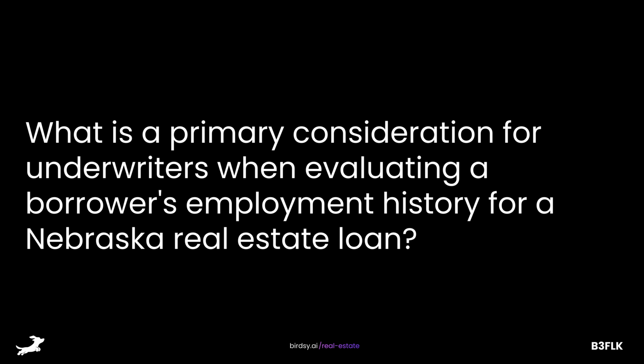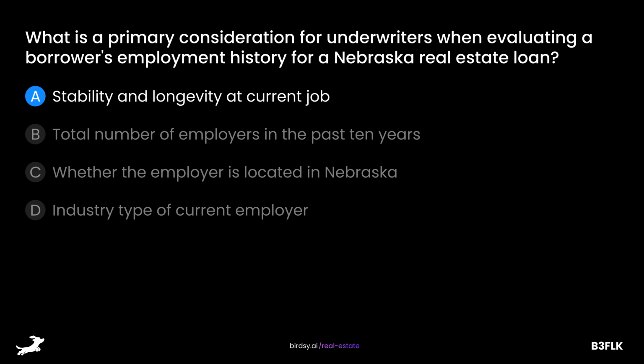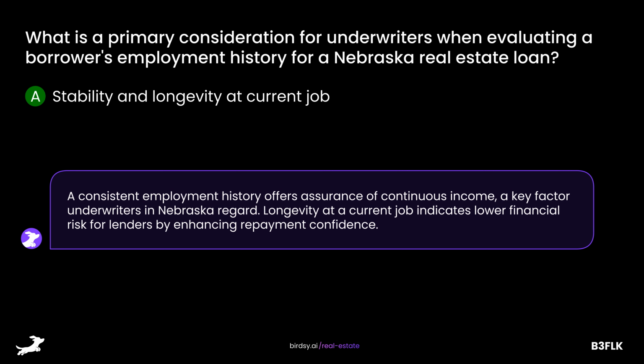What is a primary consideration for underwriters when evaluating a borrower's employment history for a Nebraska real estate loan? Is it A, stability and longevity at current job, B, total number of employers in the past 10 years, C, whether the employer is located in Nebraska, or D, industry type of current employer? The answer is A, stability and longevity at current job. A consistent employment history offers assurance of continuous income, a key factor underwriters in Nebraska regard. Longevity at a current job indicates lower financial risk for lenders by enhancing repayment confidence.